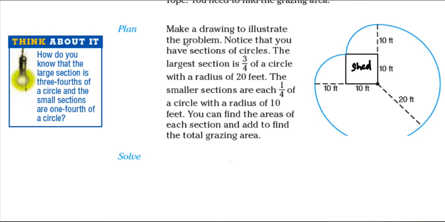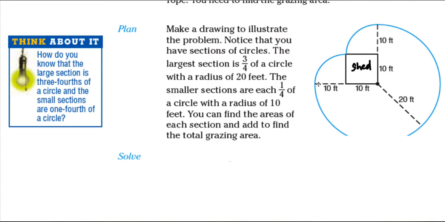So what we want to do is make a drawing to illustrate the problem. Notice that you have sections of circles. The largest section is three-quarters of a circle, the one we talked about, with a radius of 20 feet. The smaller sections are one-quarter of a circle with a radius of 10 feet. So that's your radius, 10 feet, not 20 feet anymore. So you can find the area of each section and add them to find the total grazing area.